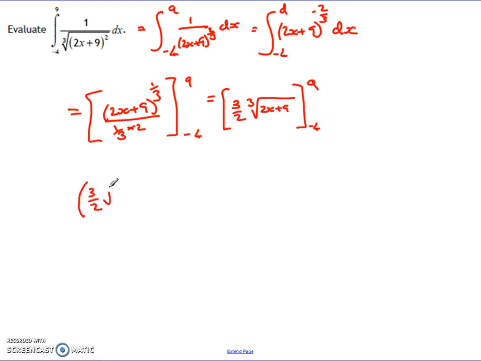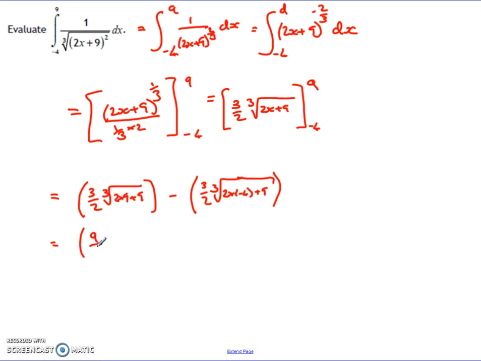So I've got 3 over 2 times the cube root at the upper limit of 2 times 9 plus 9. Take away 3 over 2 times the cube root of 2 times -4 plus 9. So I've got to evaluate both these and then calculate the difference between them. So 2 times 9 is 18, plus 9 is 27, cube root of 27, that's 3. So I've then got 3 over 2 times 3, that gives me 9 over 2. Let's then take away, well 2 times -4 is -8, plus 9 is 1, cube root of 1 is just 1, so it's then 3 over 2 times 1, which is then take away 3 over 2.